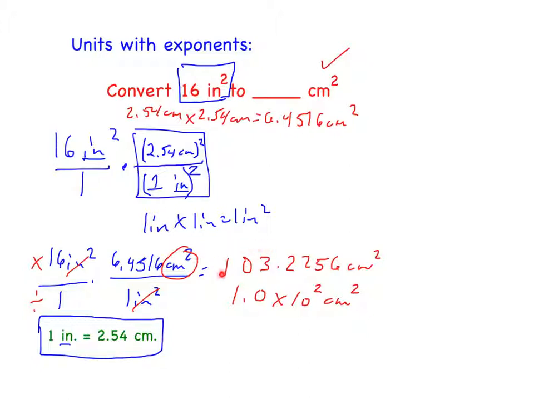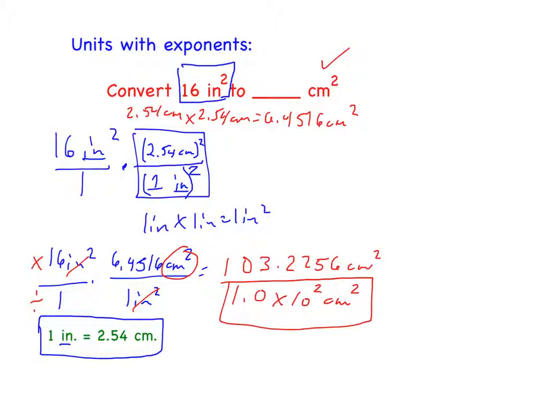If the original number is greater than 1, then the exponent's going to be positive. If it's less than 1, it's negative. And of course 103 is larger than 1, so we get a positive 2 exponent. And then we just drop our unit down. So we end up with 1.0 times 10 to the second centimeters squared as our answer on this one.